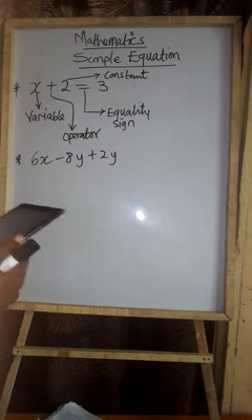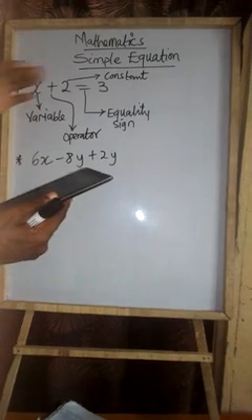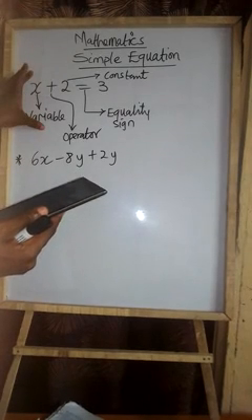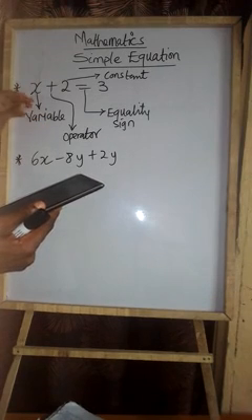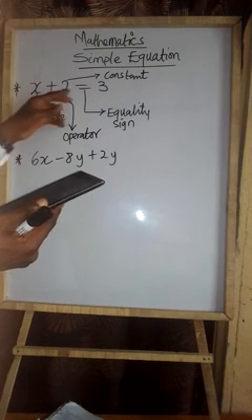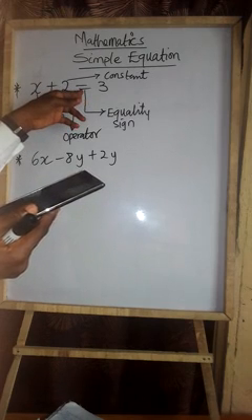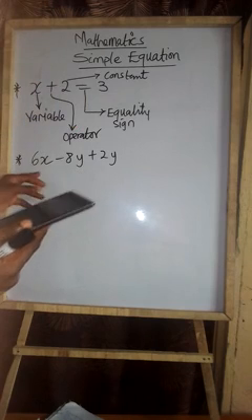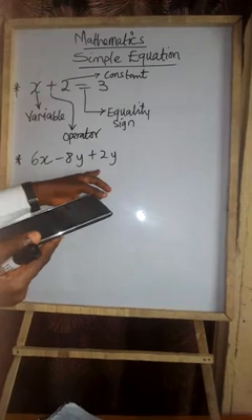All right, we are dealing with simple equation. This is a very good example of a simple equation. Any equation that has an equality sign here is known as an equation. If you compare it to this second one, this one is called an expression.